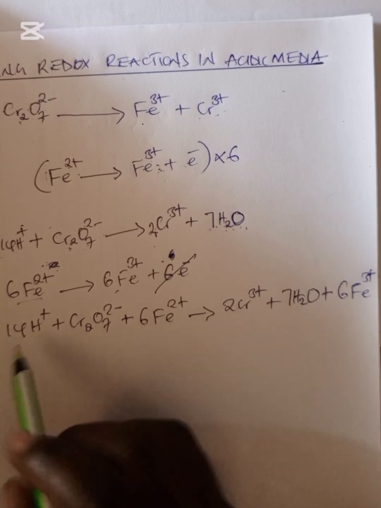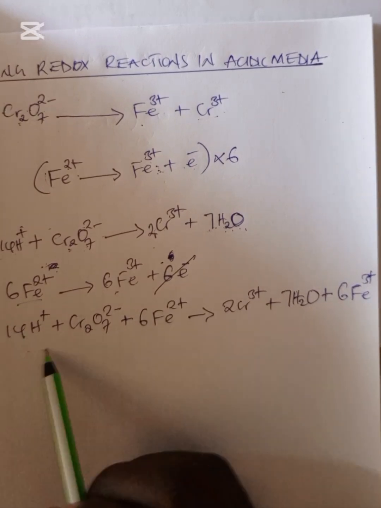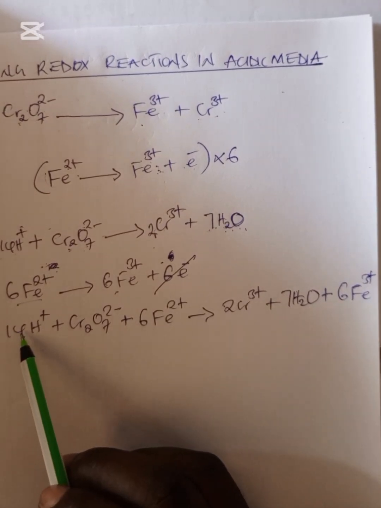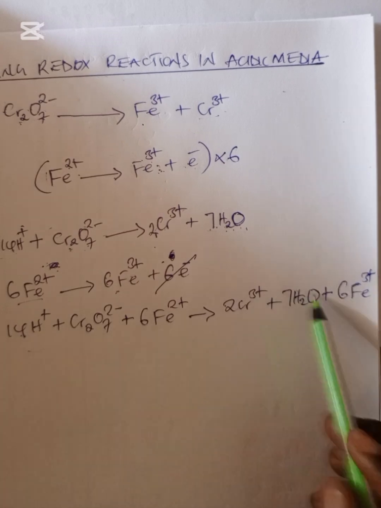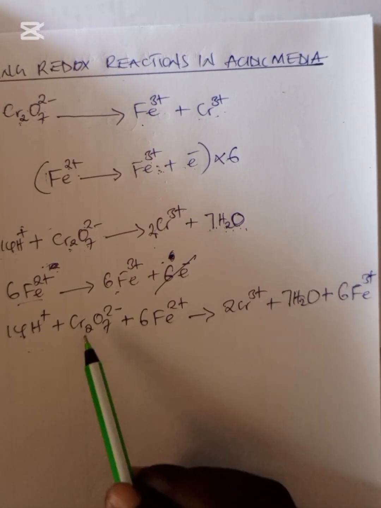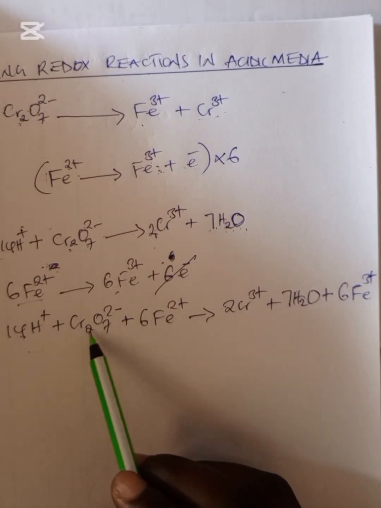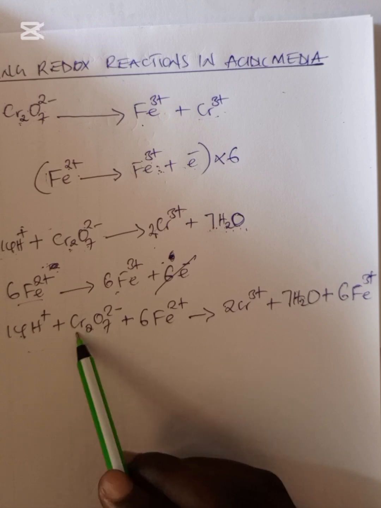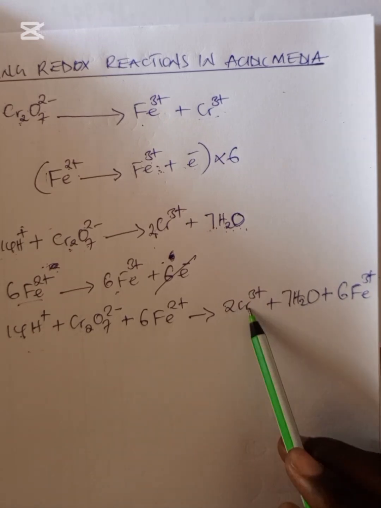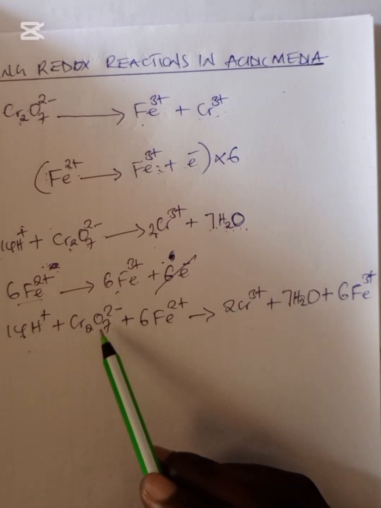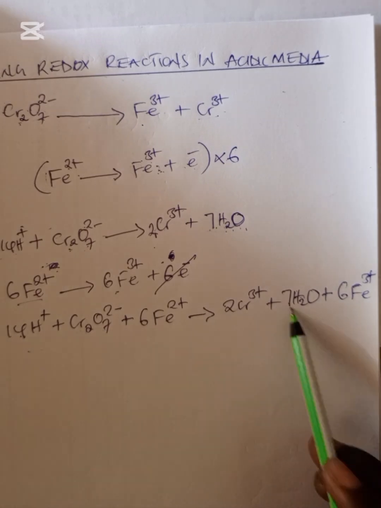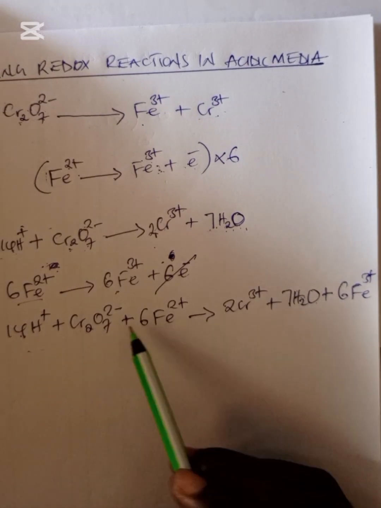Now let's see if it's balanced. In terms of hydrogen atoms, we've got the 14 here and 14 here. Yes, it's balanced. In terms of chromium, we've got 2 atoms of chromium and 2 atoms of chromium. It's balanced. Oxygen, we've got 7 here, which is 7 here as well. Balanced. Let's look at the charge.